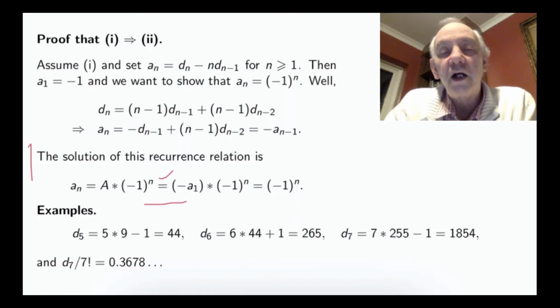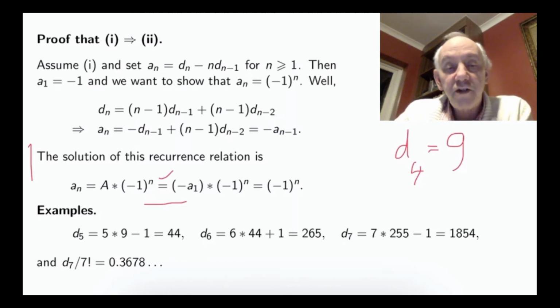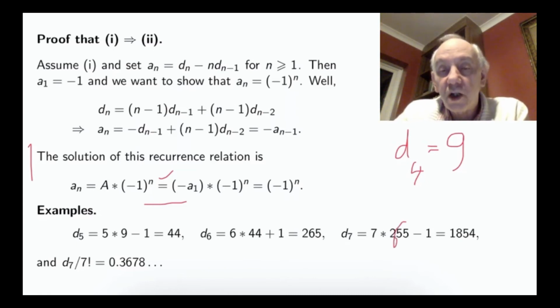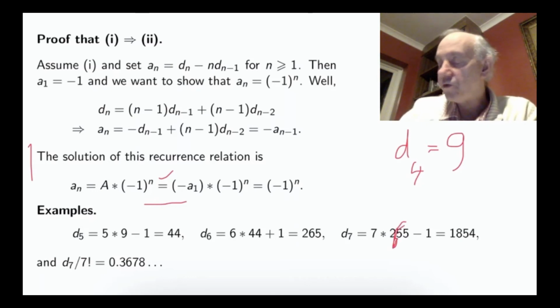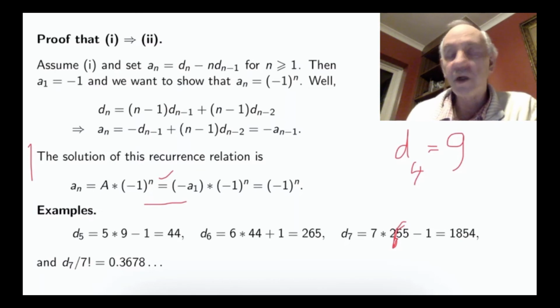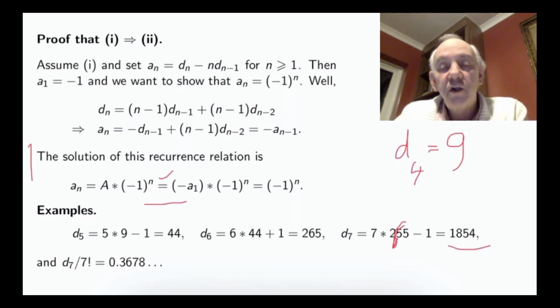Now it's very easy to use this formula, the second recurrence relation, to compute higher values of d_n. So remember, d_4 we already showed was equal to 9. You could even check that from d_3, but if you know d_4 is 9, you get that d_5 is 5 times 9, which is 45, minus 1, that's 44. d_6 is 6 times 44 plus 1, which is 265. And d_7 is 7 times 265, minus 1, which I think with this correction is 1854. And I know that's right because I worked out d_7 divided by 7 factorial, and again this comes out equal to 1 over e, correct to 4 decimal places.